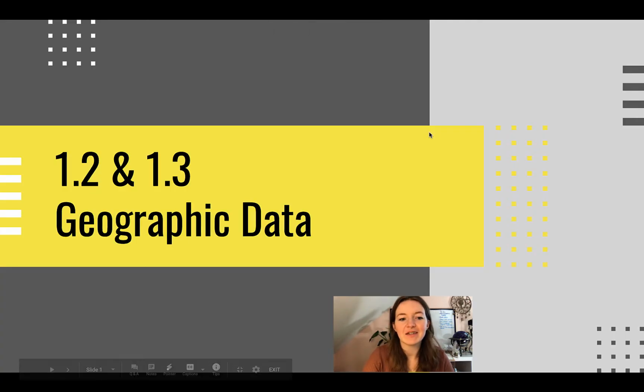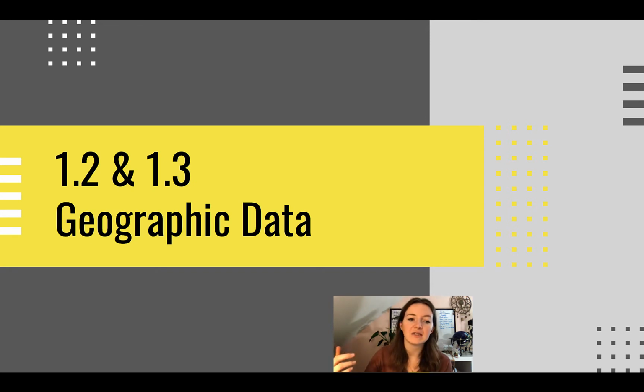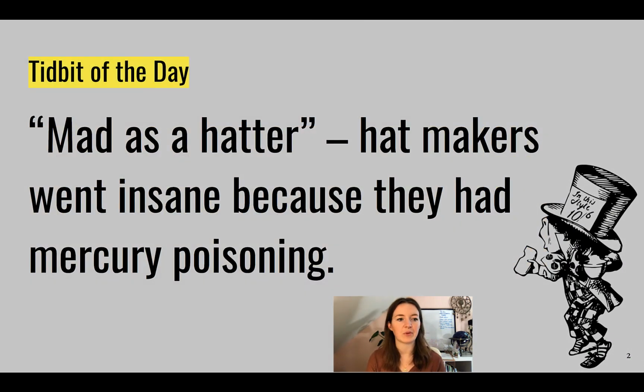Hi and welcome back. So last time we looked at Intro to Maps. We looked at types of maps, we looked at types of spatial data, and we looked at how maps lie through distortions and exclusions. And today we are looking at geographic data. So this is 1.2 and 1.3.